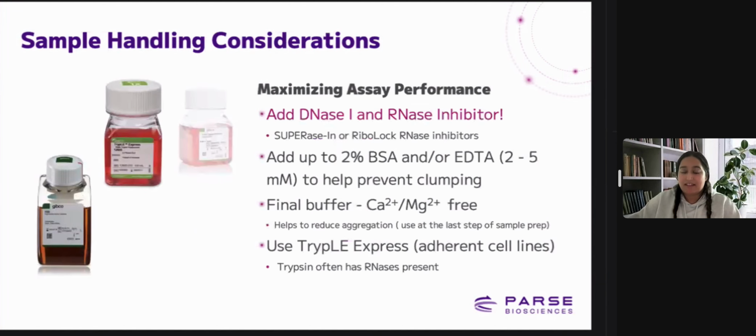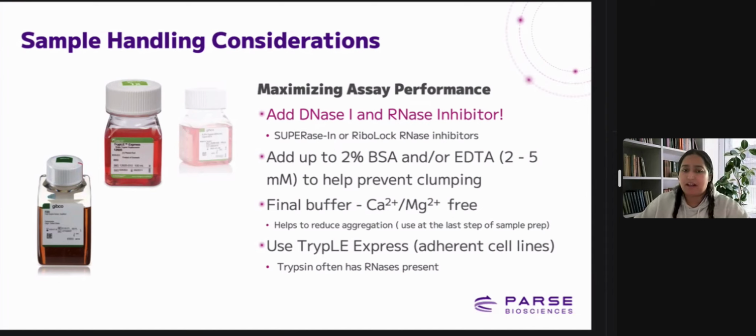At the end of our meeting today, the email that I send out is going to have our recommendations for how to incorporate DNase I and RNase inhibitors into your single cell prep before you fix it. So I'll send that to you. If you see clumping, we also recommend adding BSA or EDTA. That's something to keep in mind. The final buffer that your single cell suspension is in before you fix it needs to be calcium and magnesium free to reduce aggregation. So that's something to keep in mind.